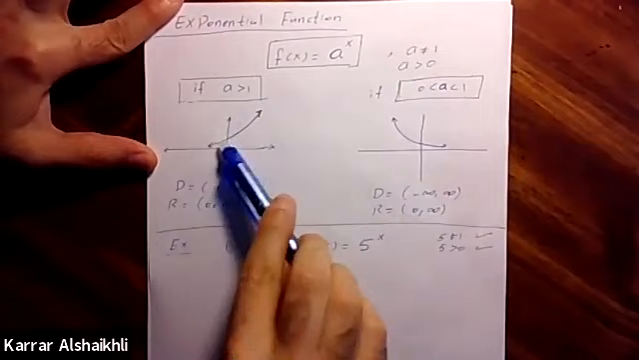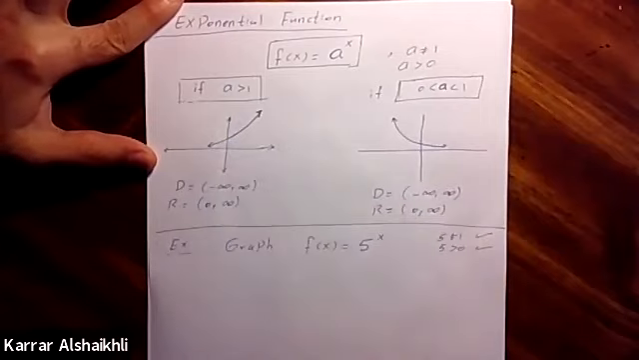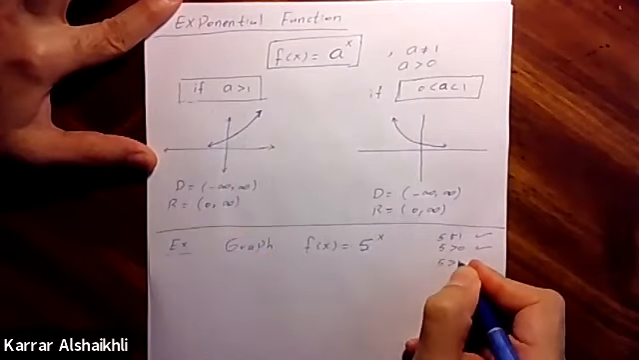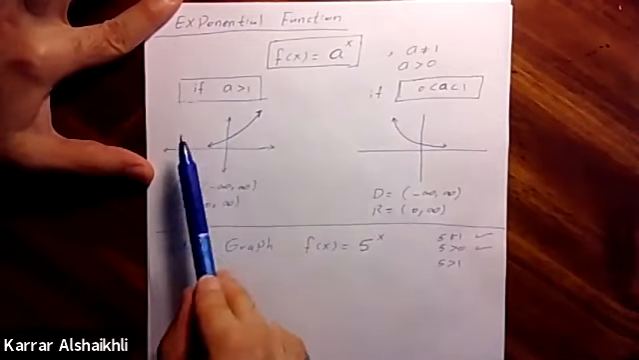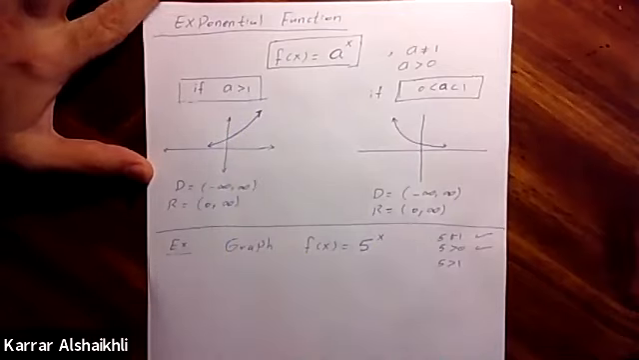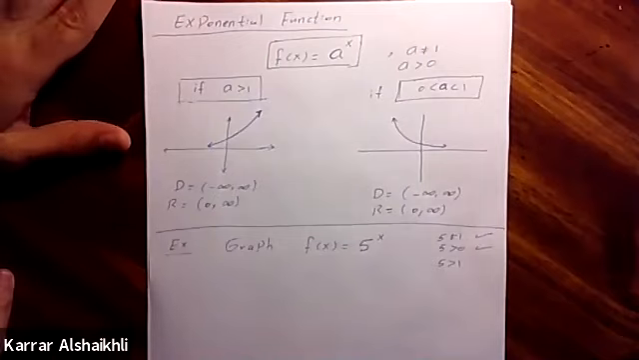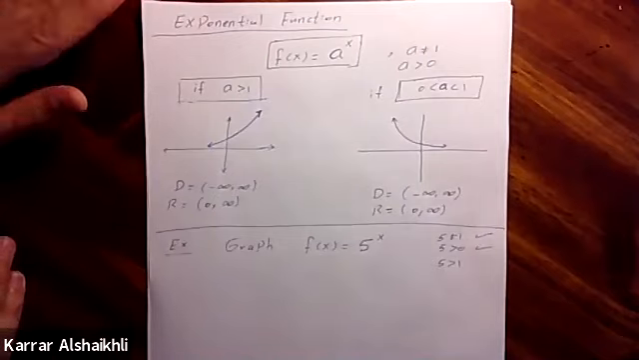Now I need to check which graph is going to be my graph. Look like this one or this one. A is greater than 1. Yes, 5 is greater than 1. That means my graph is going to look like this one. So let's check how we're going to graph it. We're going to use the same process.